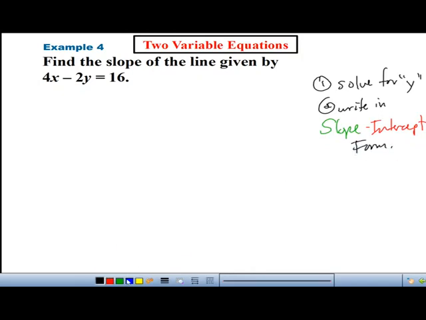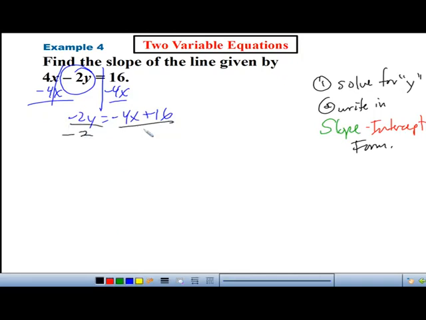All right, so let's solve for y. I need to leave y by itself, so I subtract 4x. I'm left with negative 2y equals negative 4x plus 16. Then we divide by negative 2, divide by negative 2. I end up with y equals negative 4x divided by negative 2, that's positive 2x, and 16 divided by -2, that's -8.